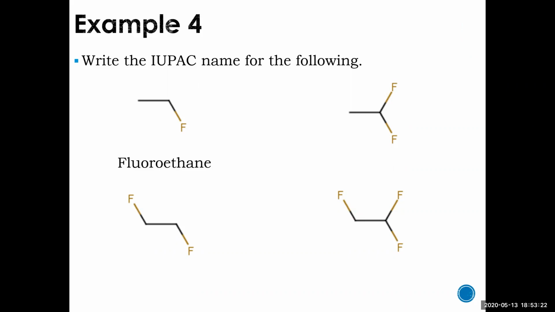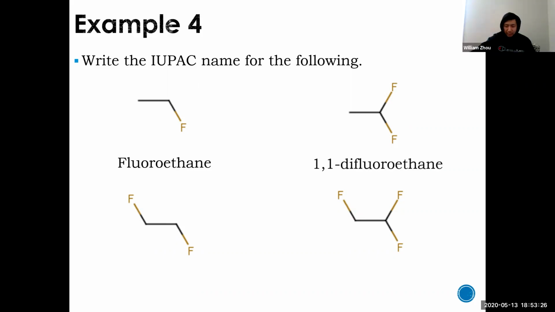Yes, in this case, you do. Why? Because you need to distinguish this from the third example. This one is 1,1-difluoroethane. You have to tell me it's on carbon 1 for both of them, because they don't necessarily have to be both on carbon 1. You could have 1,2-difluoroethane. If you don't say 1,1 or 1,2, I won't know which one. So now you must specify the numbers.